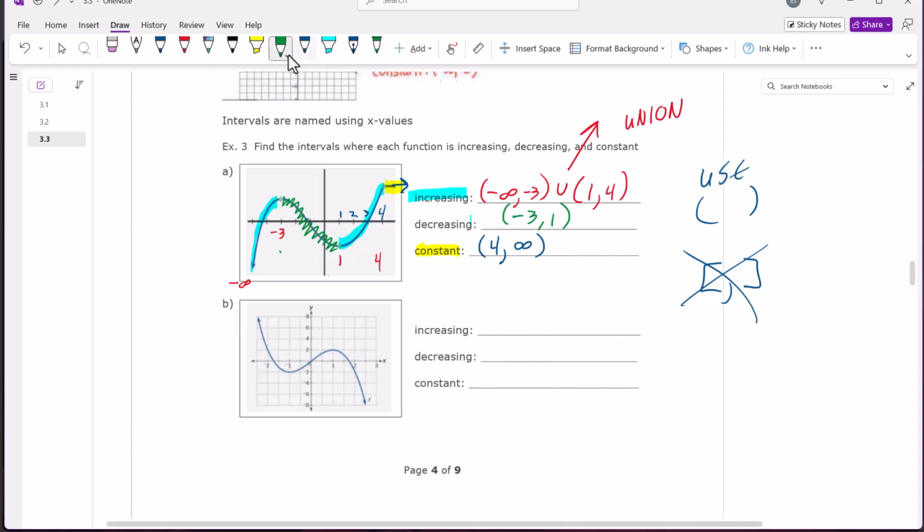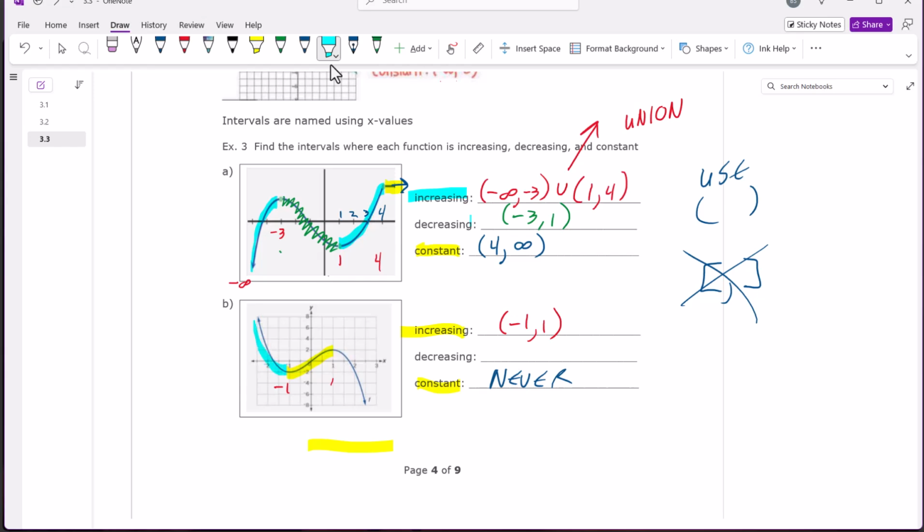Okay, the next one, constant, it's never constant. This thing is never flat, it's never horizontal. So we're just going to say that it's never constant. As far as increasing goes, it would be in this region. So that would be, it looks like -1 to 1.